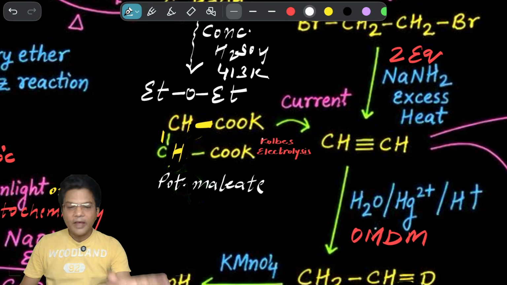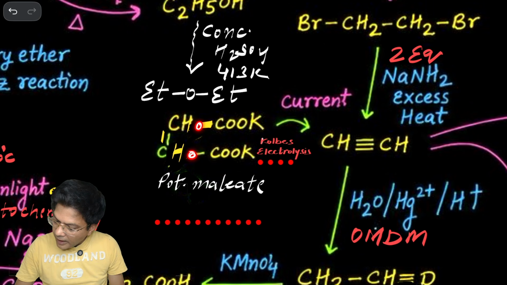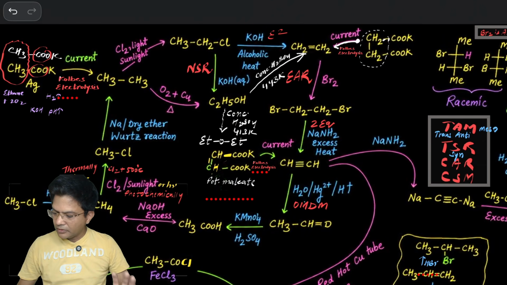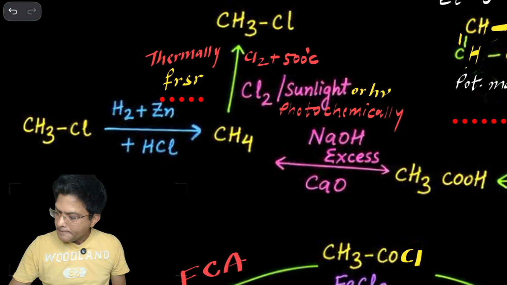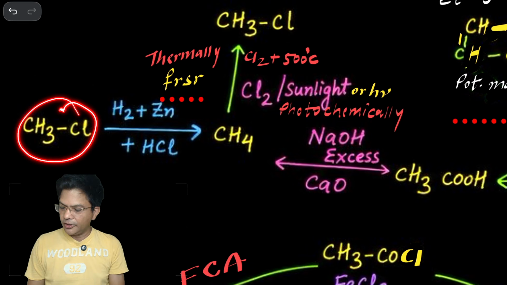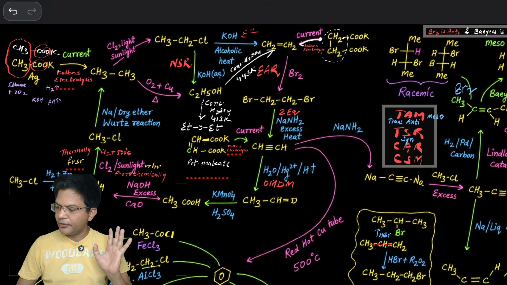Now the same funda: if you provide current, this bond will break from here, and you will get acetylene at the anode, 2 moles of carbon dioxide at the anode, KOH in the solution, and hydrogen gas at the cathode. So this round circle is completed, only one thing is left: methyl chloride. If you provide hydrogen and zinc, methyl chloride, that is RX, will convert into RH, hydrocarbons. So done and dusted the first part.